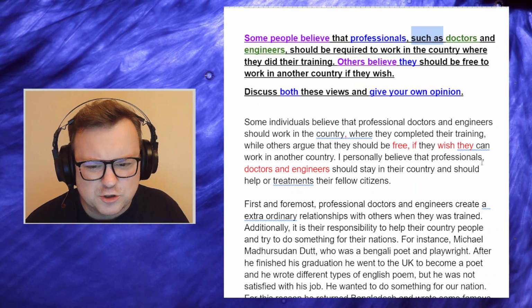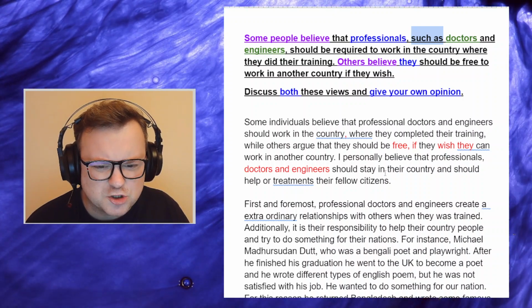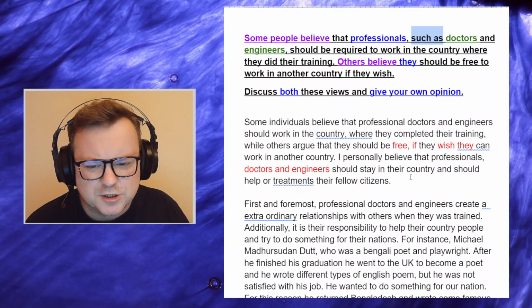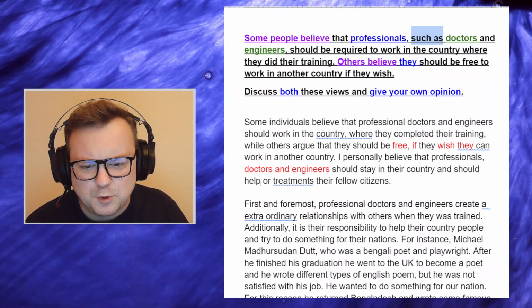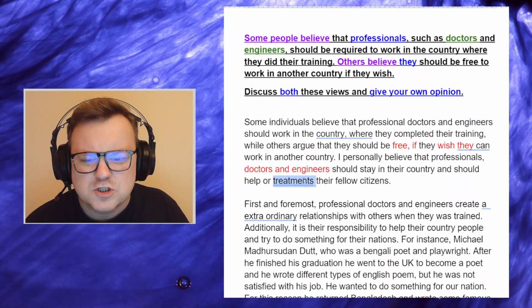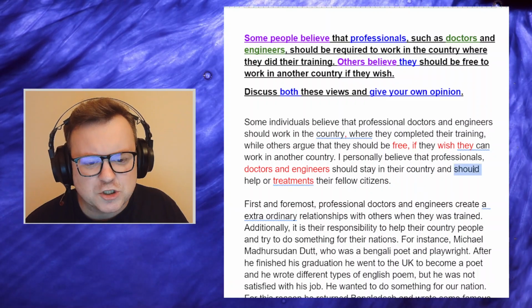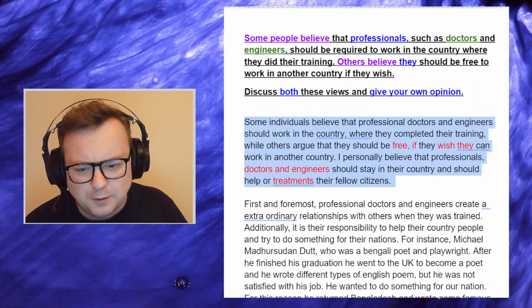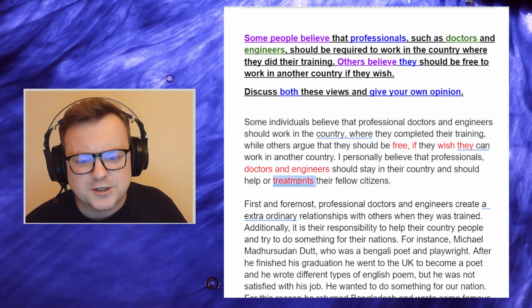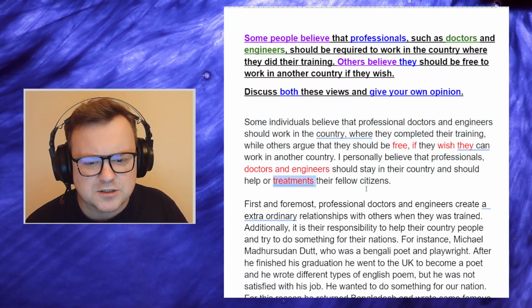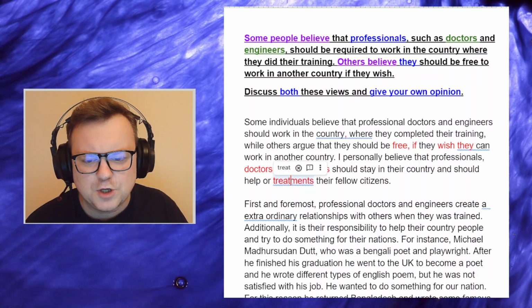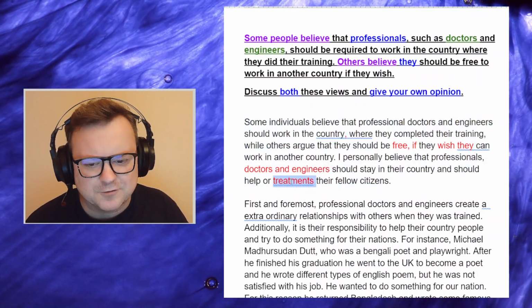I believe that professionals, comma, doctors and engineers should stay in their country and should help or treatments. So you're looking for the verb here. Treatment is a noun, but we want a verb. They should do what? They should help, or they should do what? They should treat their fellow citizens. So not the noun treatments, but we need the verb should treat.